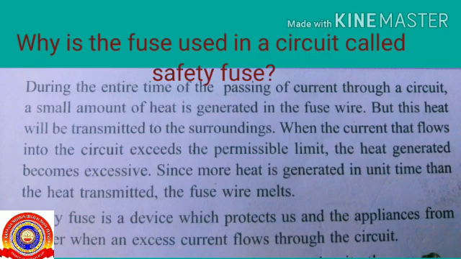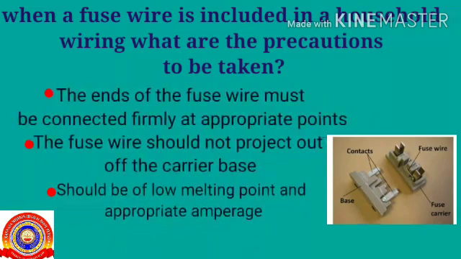During the entire time of the passing of current through a circuit, a small amount of heat is generated in the fuse wire. That we know, a small amount of heat is generated when current passes through a circuit. But this heat will be transmitted to the surroundings. When the current that flows into the circuit exceeds the permissible limit, the heat generated becomes excessive, since more heat is generated in unit time, that is in very small time, than the heat transmitted. As a result, the fuse wire melts. Safety fuse is a device which protects us and the appliances from danger.